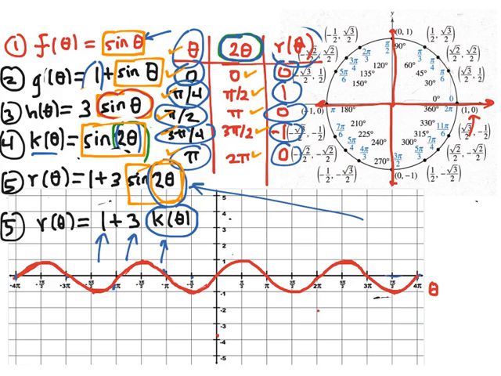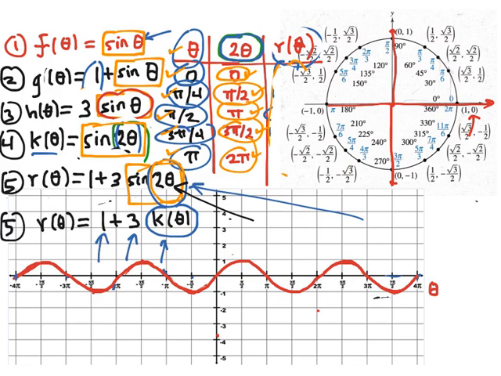And what do I need to do? Well, I need to take the output values from k of theta, multiply by 3, and add 1. And how did I get these output values for k of theta? I just evaluated the sine function at these values for the argument, which are really easy to do because these are quadrant angles. So this is what you need to do.